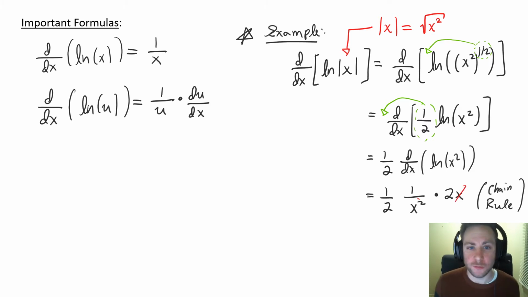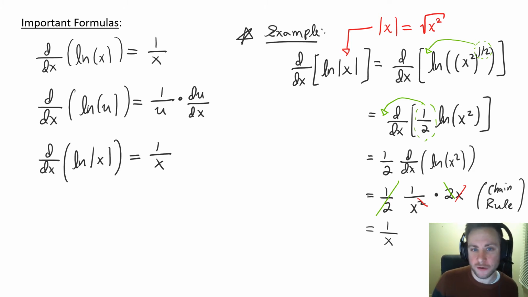We're done taking the derivative, but there's a few easy simplifications we can make here, and if we do that, we find that 1 over x is our final answer. So it turns out that not only is 1 over x the derivative of ln x, it's also the derivative of ln of the absolute value of x. And that's actually an important enough fact that I'm going to include it here in our list of formulas.